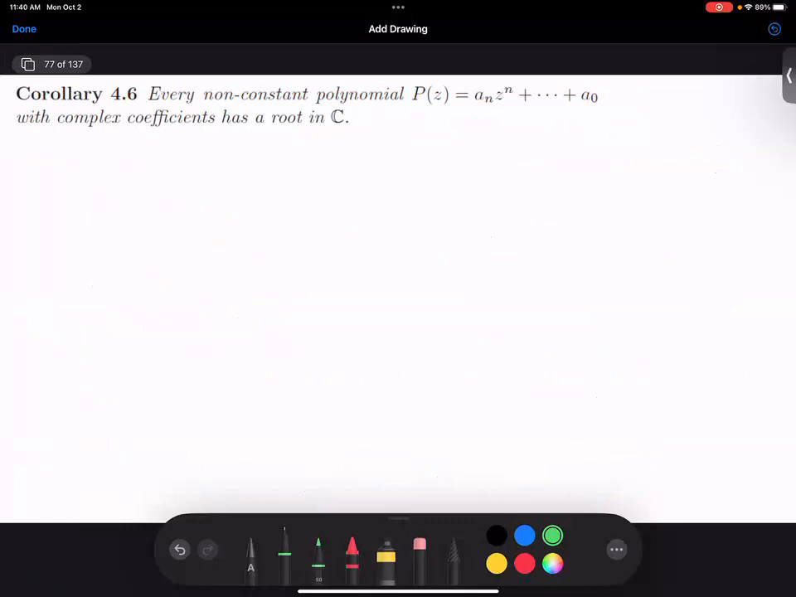What's the difference between this and the fundamental theorem of algebra? It has n roots. So my claim is that once you have one root, you're done by lather, rinse, repeat. Once you have one root, the polynomial is going to be divisible by z minus your root. And now you have a polynomial of one degree lower. And then you're done by induction.